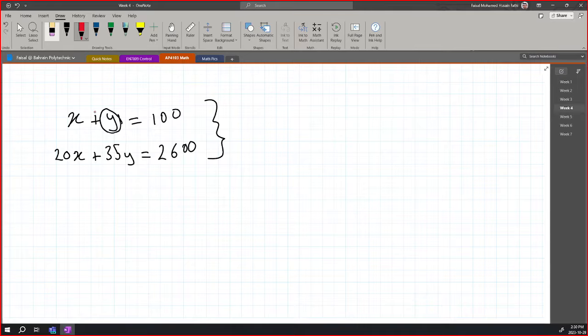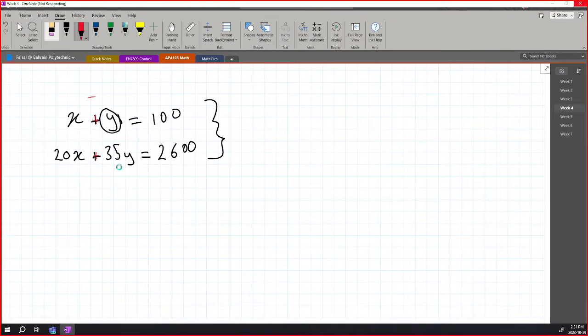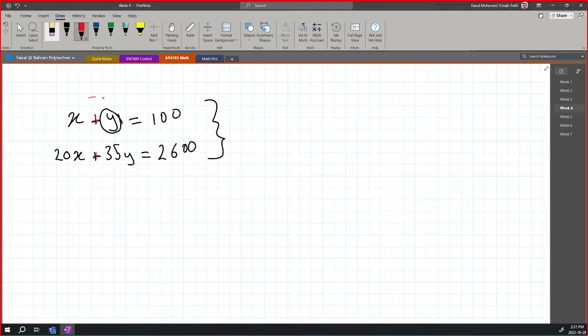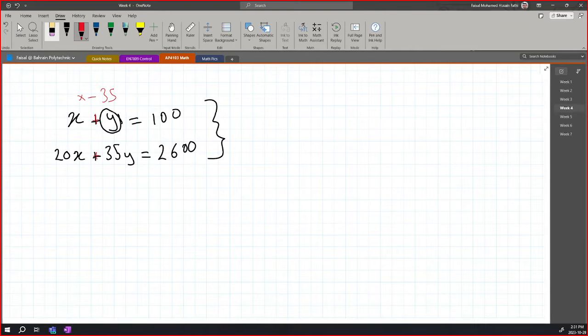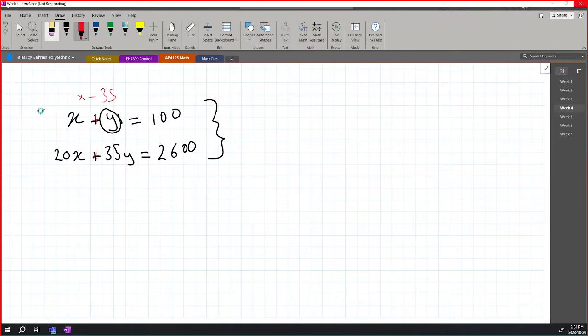So like I said, we have plus and plus, we are eliminating y. Because we have plus and plus, we have to multiply by a negative number, because they have the same signs. So the number we will be multiplying with is 35, because we want to cancel 35. So we have to multiply by minus 35. Of course, when we are multiplying here, we have to multiply all the other variables as well.